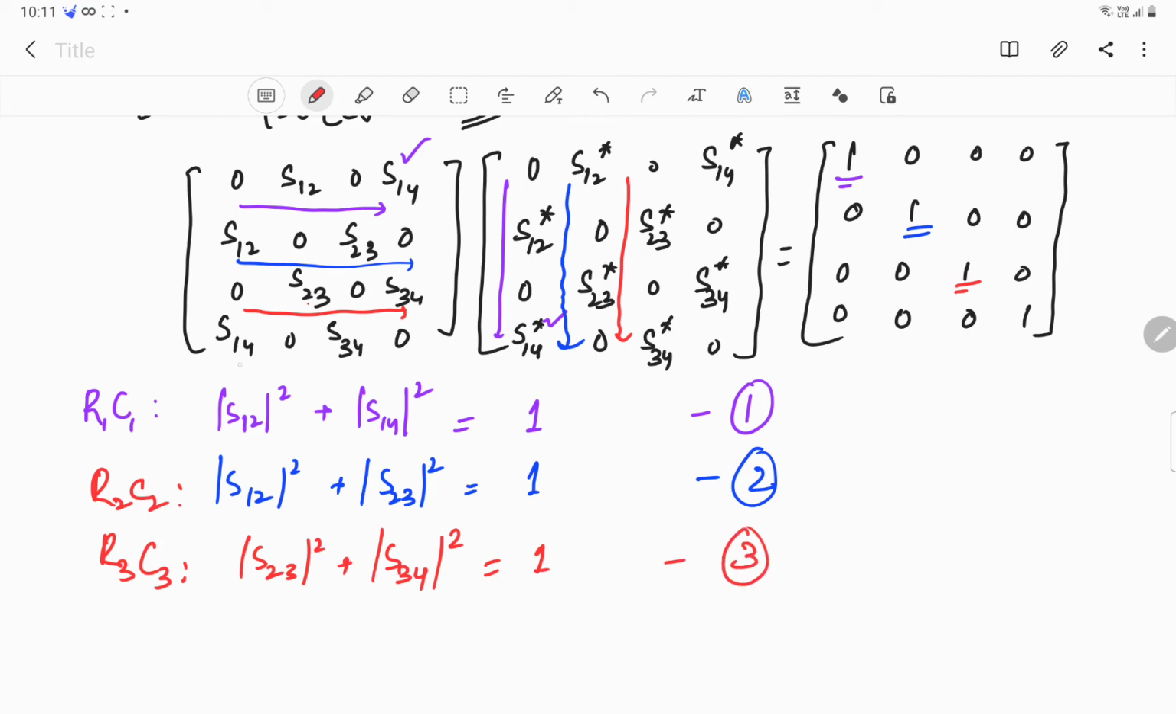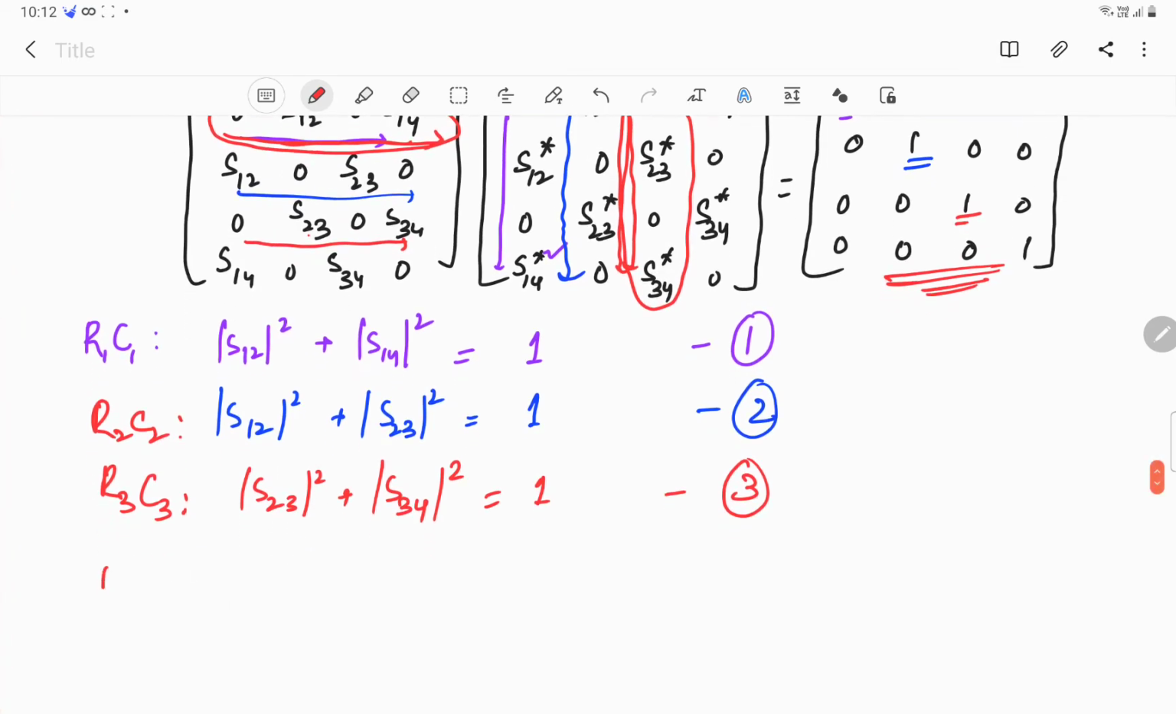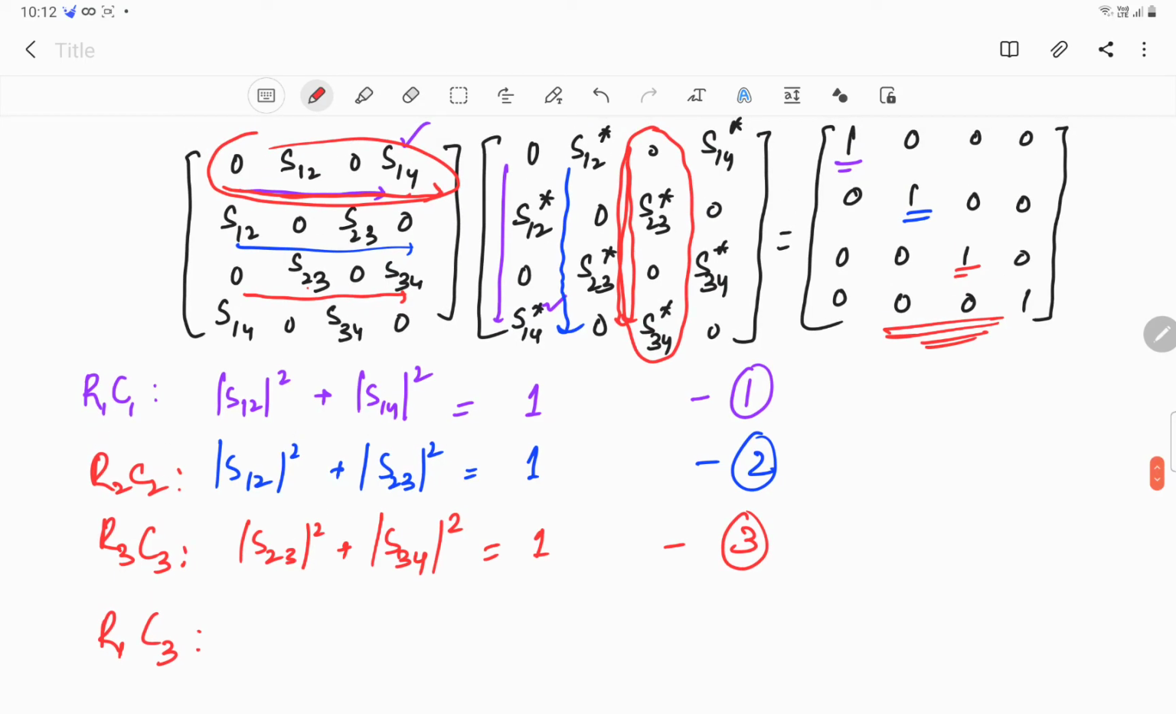If I multiply any other row, for example row 1, with any other column, say column 3, I'll get a 0, because non-diagonal elements in this unit matrix are 0. Row 1 is S12 and S14, so S12 S23 conjugate plus S14 S34 conjugate is equal to 0. This is our equation number 4.